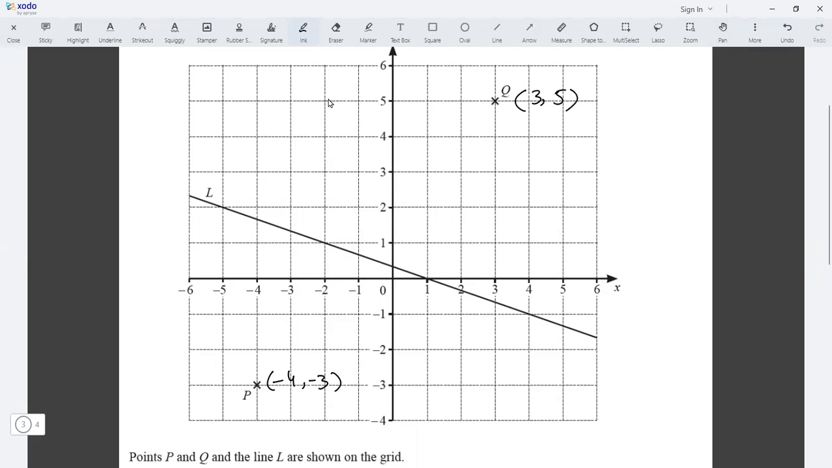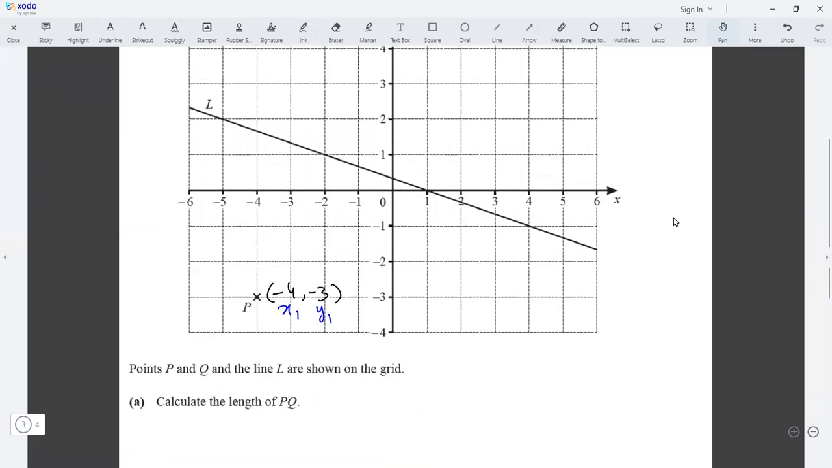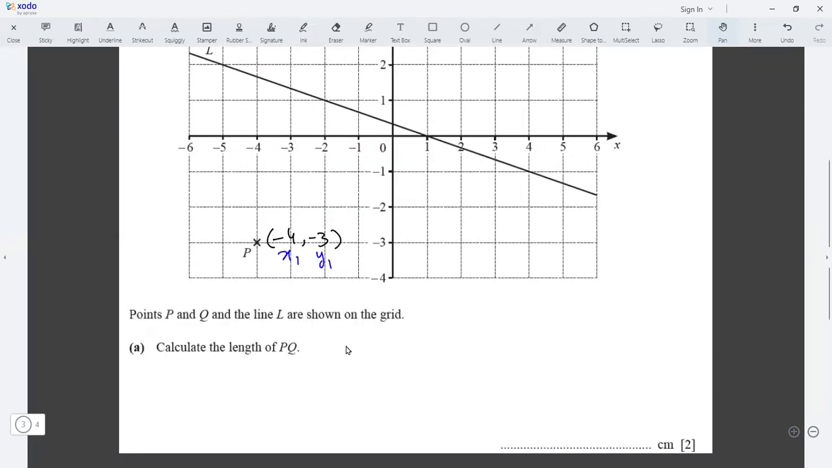This is 5. So to decide which point is the first point and which is the second point, I am taking point P as the first point, so it will be x1 and y1. For point Q, the coordinates will be x2 and y2. As you remember the distance formula, that is the square root of x2 minus x1 whole square plus y2 minus y1 whole square. So replace these values into this formula, and we will have our answer.